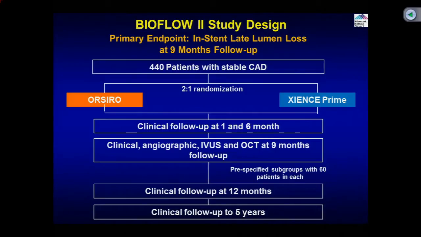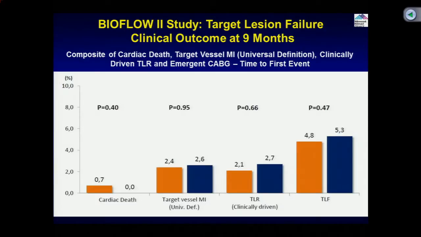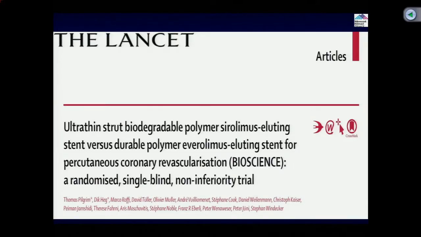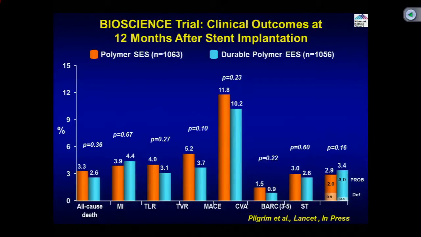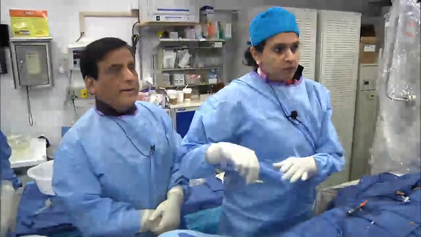Lastly is the BioFlow with the Orsiro stent, which has a biodegradable polymer and was compared against the Xience in the BIOSCIENCE randomized trial of 2,000 plus cases. It showed, again, identical outcomes of TLR, TVR, MI, and death in this group of patients, along with stent thrombosis. So basically, with the bioabsorbable polymer, outcomes remain similar, and it may be associated with a lower rate of late stent thrombosis, so that may have some advantage in a selected group of patients. And clearly, if you don't need a polymer, it should not be there. So the science is going towards newer DES designs using biodegradable, bioabsorbable polymers.